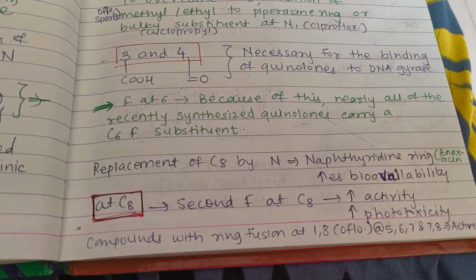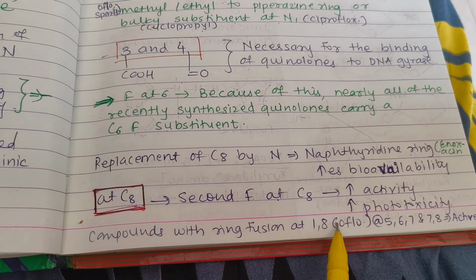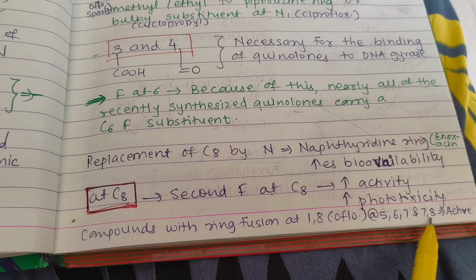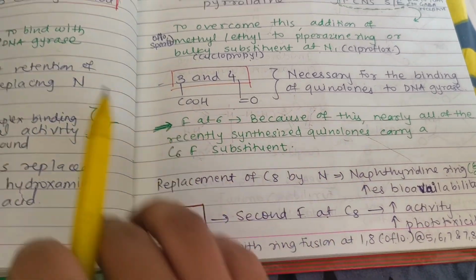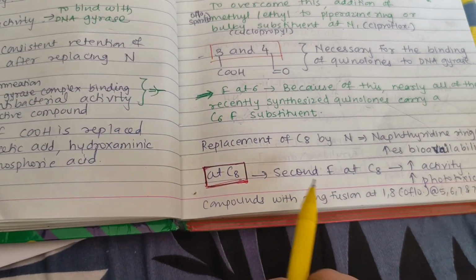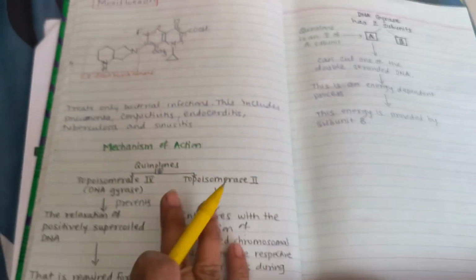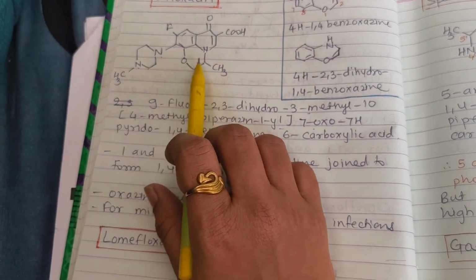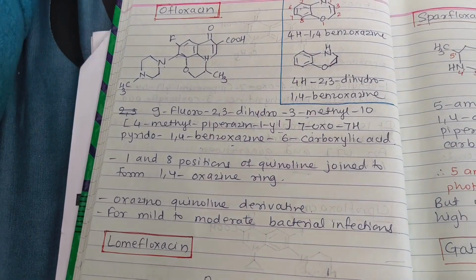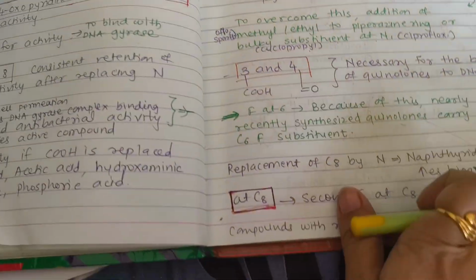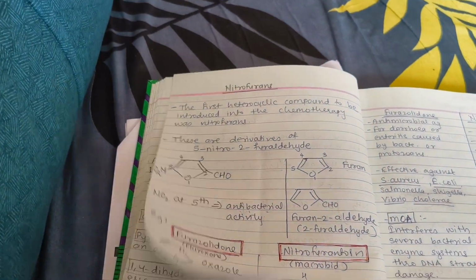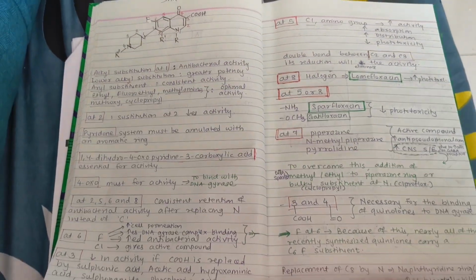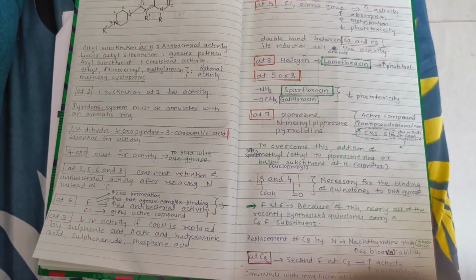And compounds with ring fusion, for example ofloxacin, at 1 and 8, will give us an active compound. So what is this ring fusion? Ofloxacin structure, let us see. See this ofloxacin ring fusion. That also gives us an active compound. So that was all about the structure activity relationship of quinolones.